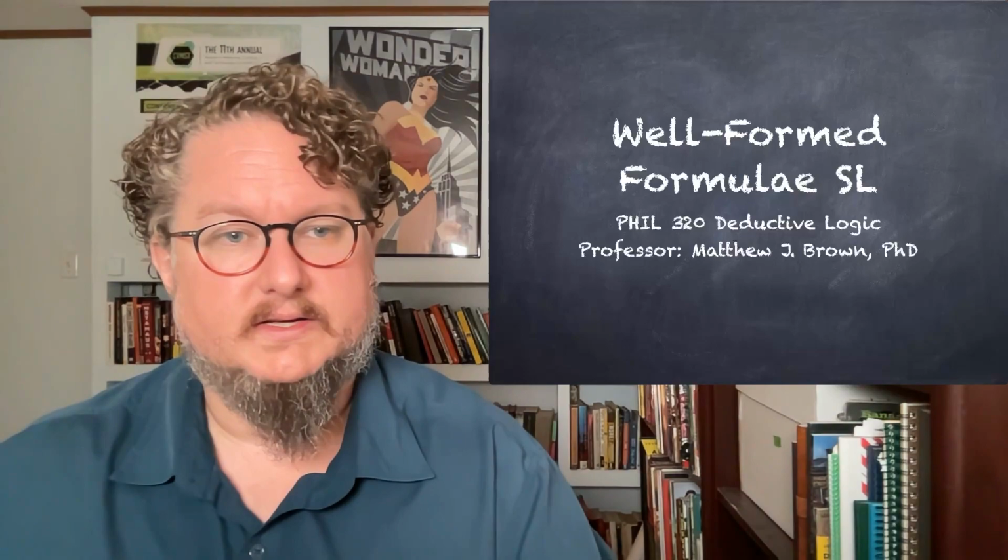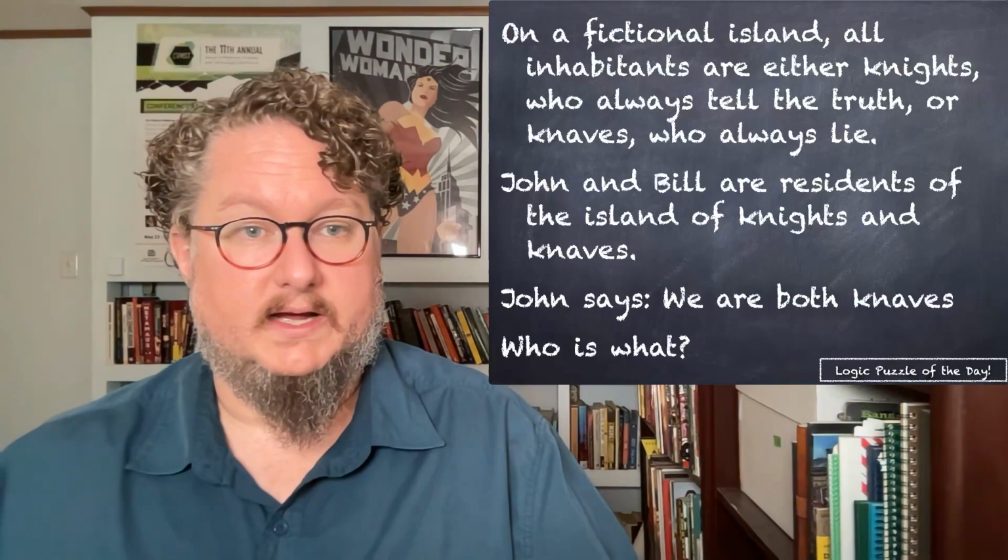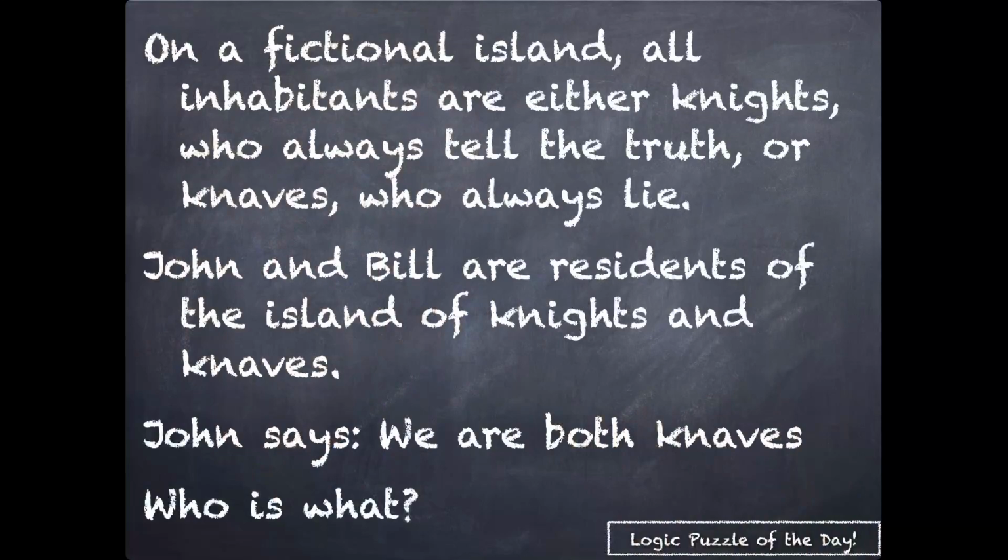Let's start with a logic puzzle of the day. So have a look at this. On a fictional island, all inhabitants are either knights who always tell the truth or knaves who always lie. John and Bill are residents of the island of knights and knaves. John says, "We are both knaves." Who is what? Is John a knave or a knight? What about Bill? Is he a knave or a knight? So think about that and let us know on Discord what you think the answer is.